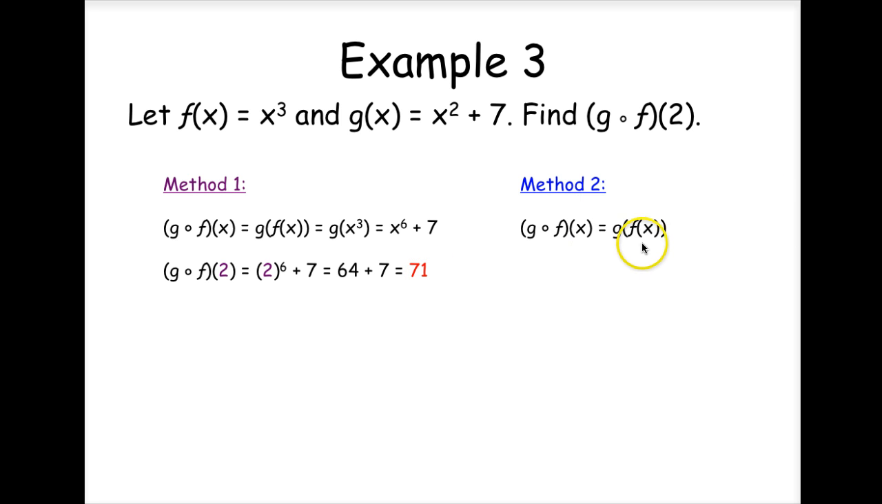Method 2, which is the method I tend to use most often, is to substitute in the 2 for x. 2 goes in for x, so it's 2 to the third, which would be 8, and then substitute 8 in for this x. So we take the output for this function and substitute it in as input for the next function. Since g is the outer function, we substitute the 8 in for x there, and we again get 71. So whichever method you feel most comfortable with, feel free to use it.